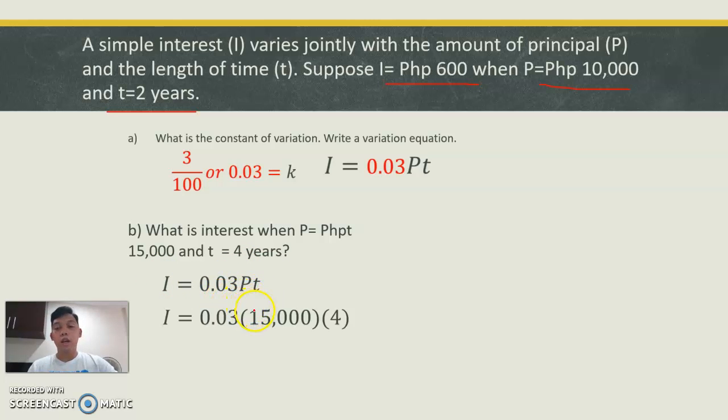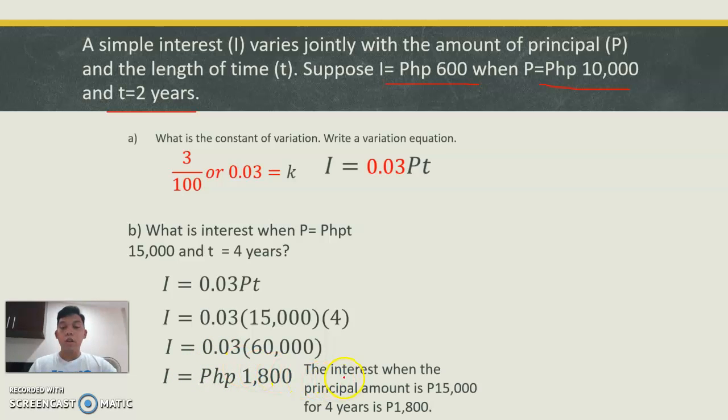0.03 times 15,000 times 4. So 15 times 4 is just 60, and then times 0.03. How much is that? That is equal to 1,800 pesos. So the interest when the principal amount is 15,000 for 4 years is 1,800 pesos. So yeah, you have to write the sentence form.